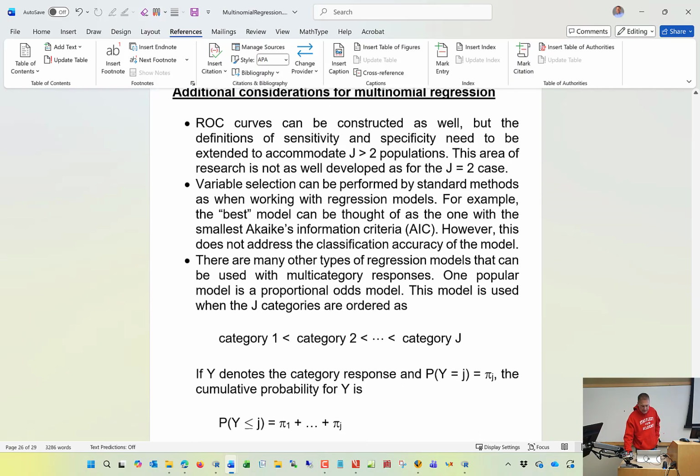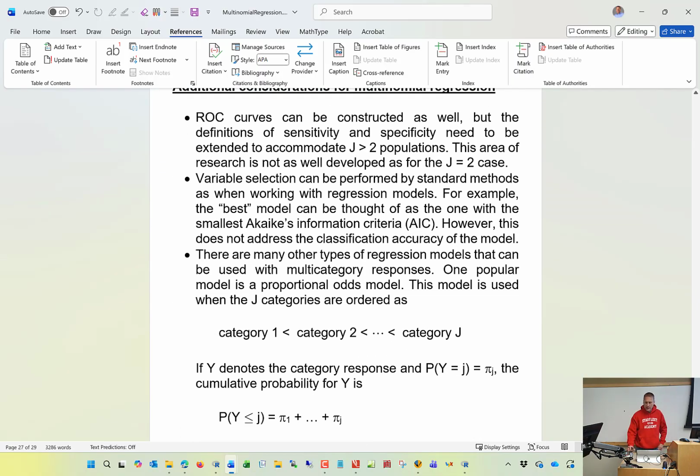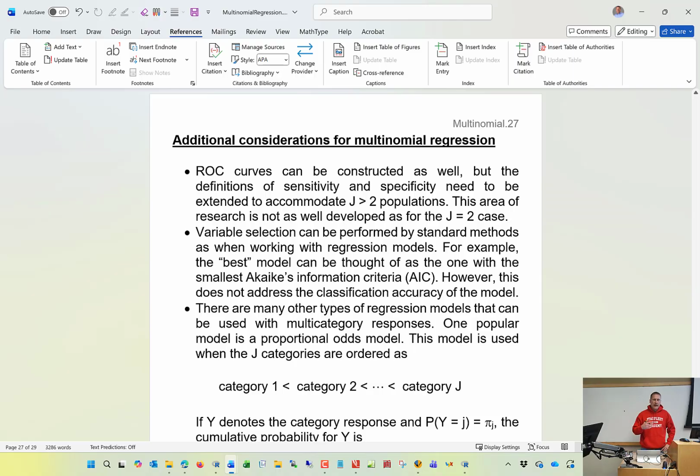Now, lastly here, just some really quick notes. You might be thinking, okay, we did ROC curves with logistic regression when we had two groups, two populations. Can you do the same thing here with multinomial when you have perhaps more than two? And the answer is yes, but I will tell you the research is much less well defined, and so that's why I don't usually go over that particular topic in this class.